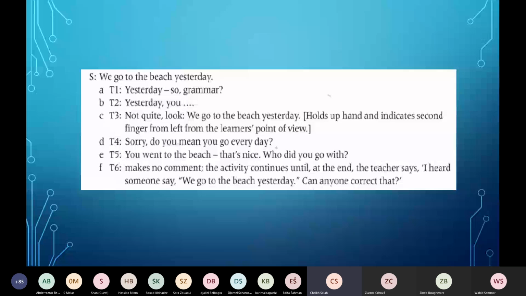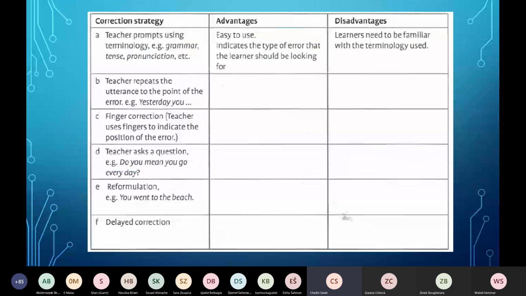Okay, thank you so much. I like what I'm hearing, it's really refreshing, actually. Okay, so in this table, on the next slide, we have correction strategies from A to F. What do you think are the advantages of each strategy, and what are the disadvantages?